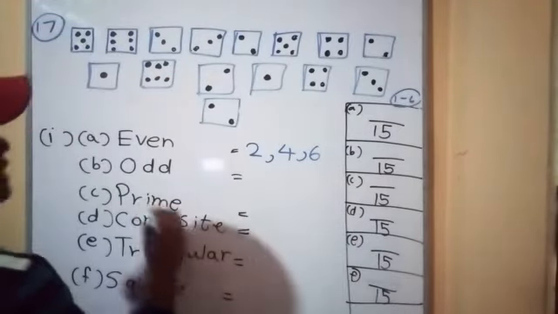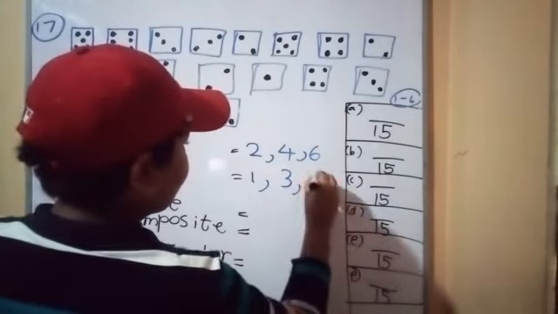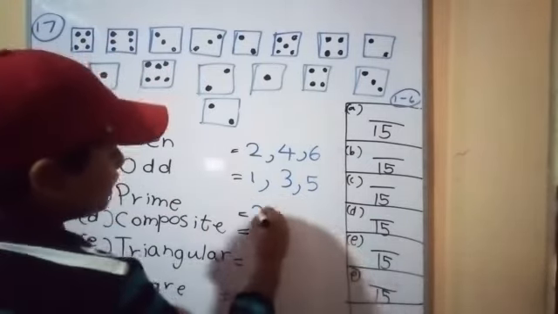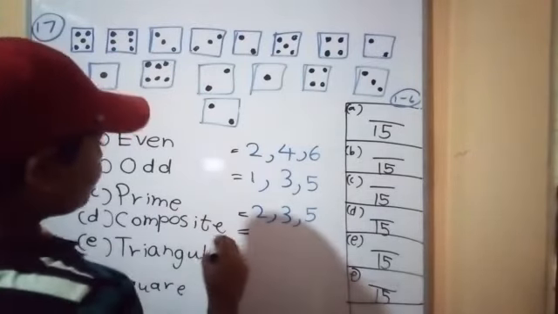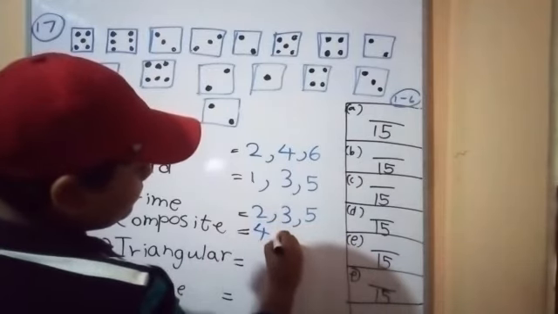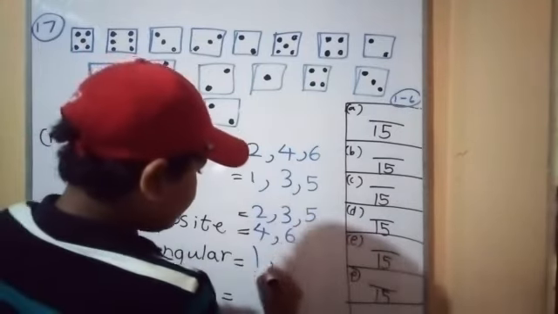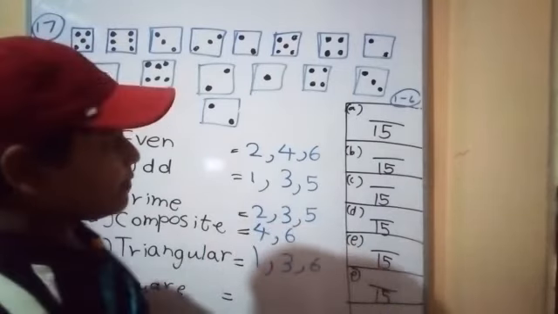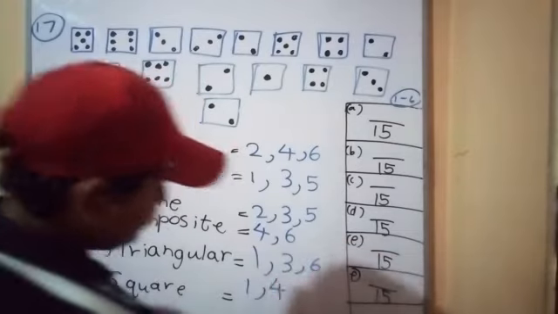For odd numbers from 1 to 6, they are 1, 3, 5 only. Prime numbers are 2, 3, 5 only. Composite numbers are 4 and 6 only. Triangular numbers are 1, 3, 6 only. Square numbers are 1 and 4 only.